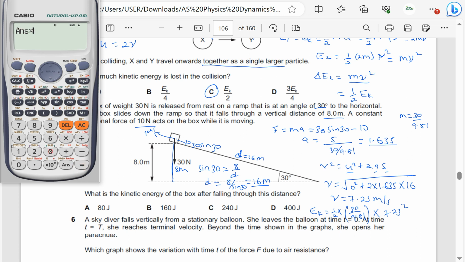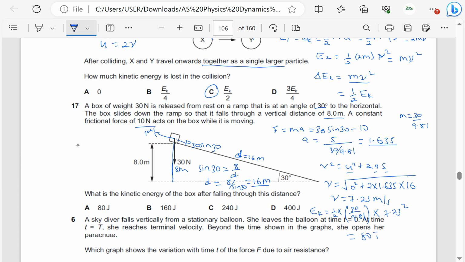Then times 30 divided by 2 times 9.81. So this is giving me kinetic energy as 80. So this is 80 joules. So the answer here is going to be A.